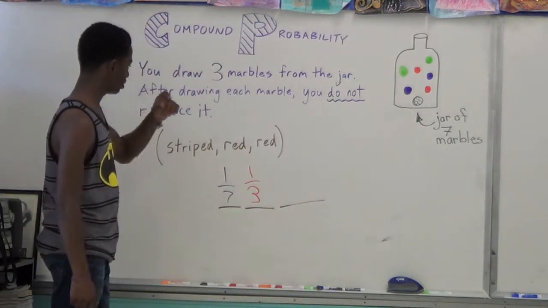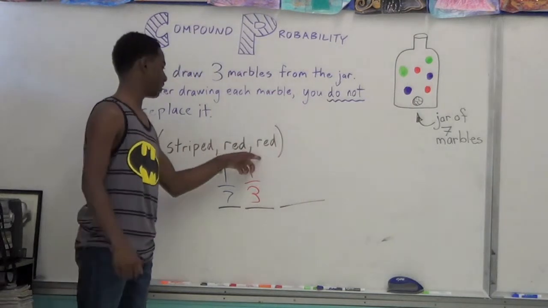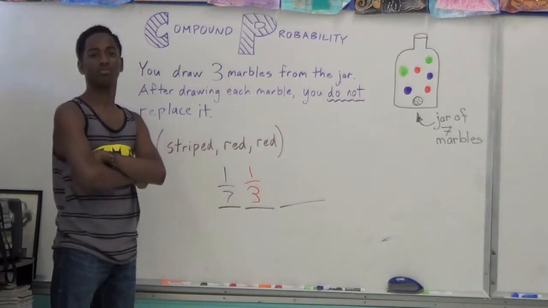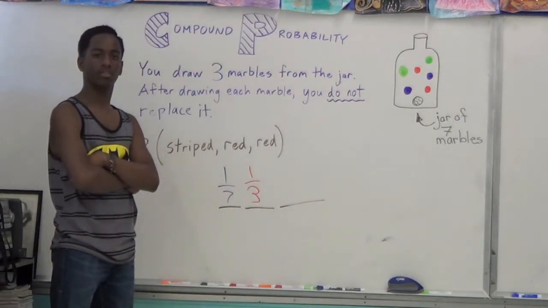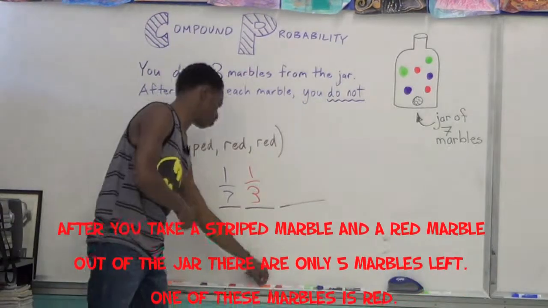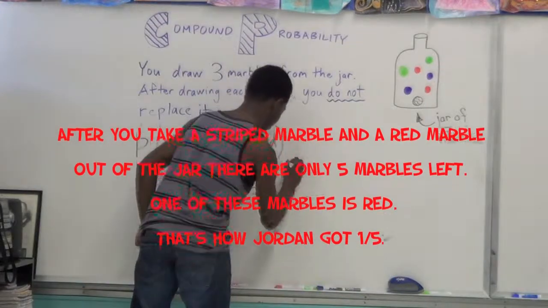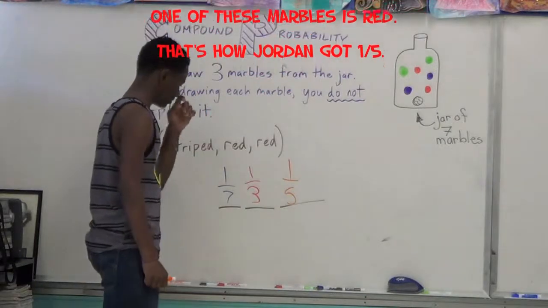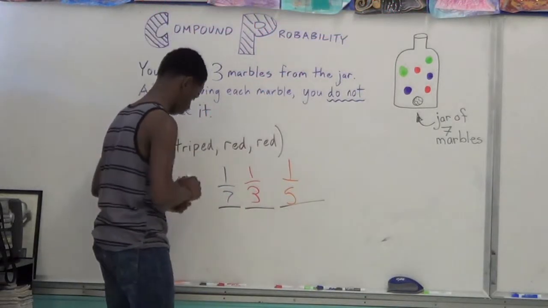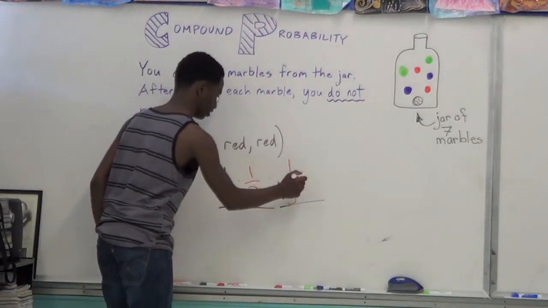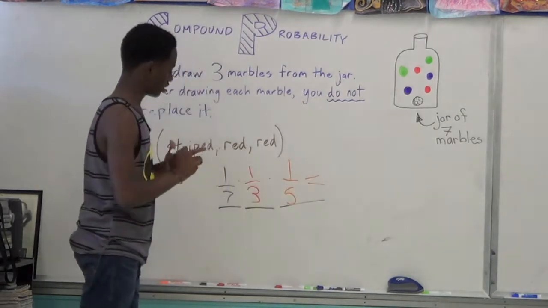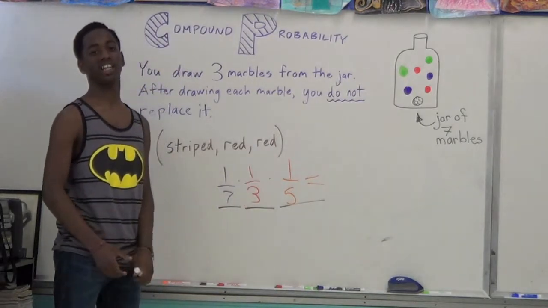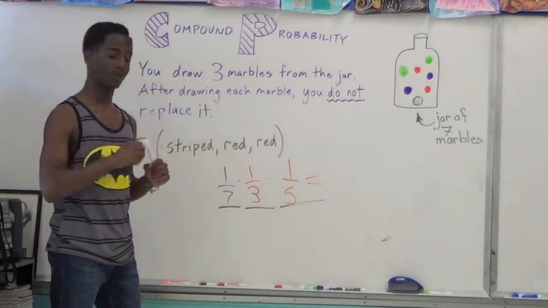Alright, to simplify that. What is the probability of you drawing a red now? Jordan? 1 out of 5. That is correct. Good job, kid. Alright. So, we multiply now. What is 1 times 1 times 1? Say it out loud. 1, 2, 3. 1!